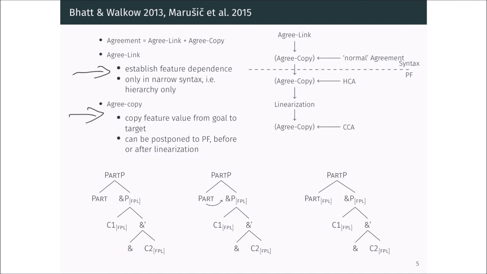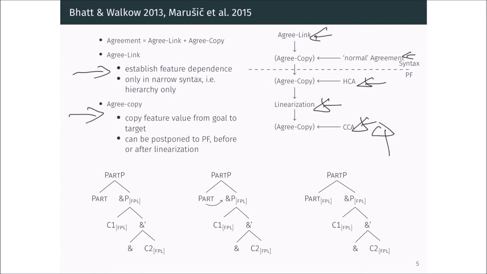Here is a graph of where things can happen. First, we have Agree-Link in narrow syntax. Then, either we have Agree-Copy within narrow syntax, that's the normal agreement, or we postpone the Agree-Copy to PF. In PF, if it's before linearization, it's going to be highest conjunct agreement. It copies the feature from the highest conjunct. If linearization happens first, then we do Agree-Copy, and it will copy from the linearly closest conjunct, and that will give us closest conjunct agreement.